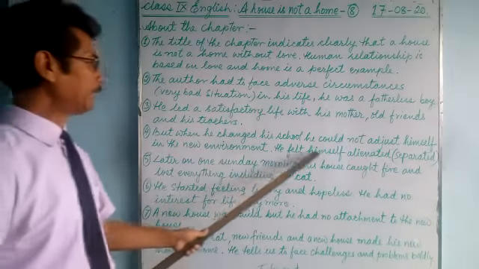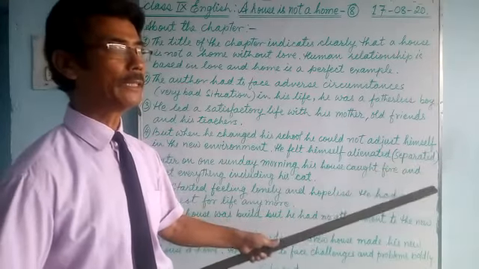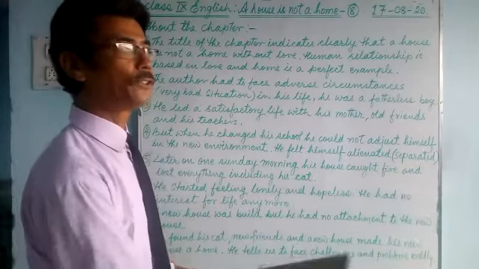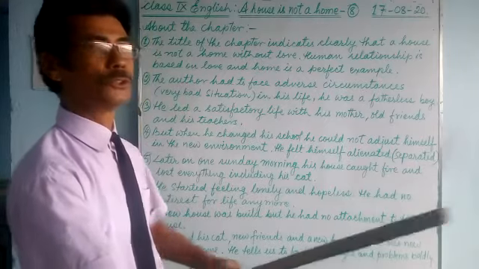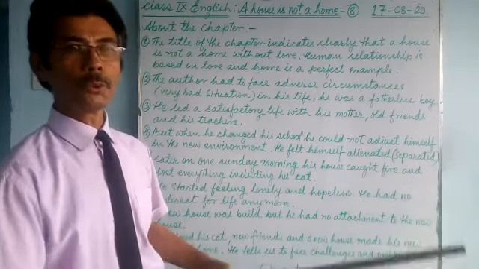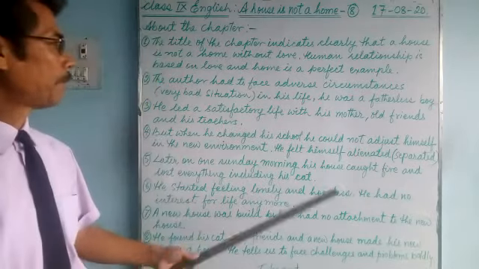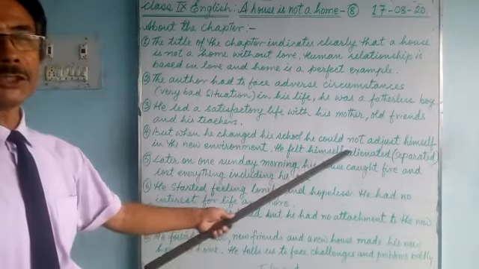So he felt himself alienated. Alienated means separated from everybody. He lost his old friends. He lost his teacher. He lost his old school. In the new school, he felt very strange. He could not adjust. He missed his old friends and teachers and school.